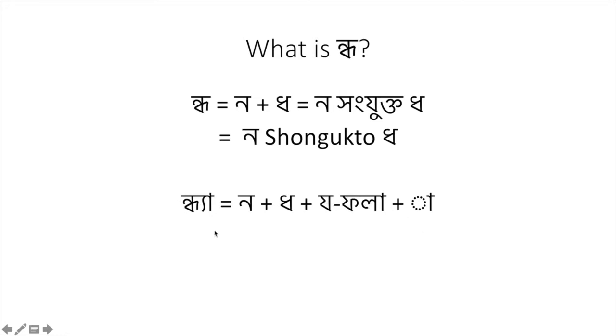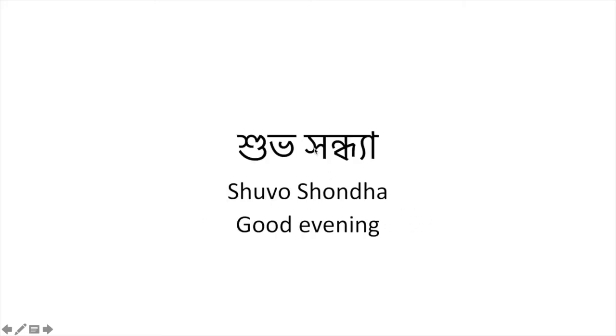So this entire thing is comprised of dontyo no dha, the jaw fala here, and then we've got the akar right there. So this is no shongjukto dha jaw fala akar, and then we add dontyo sho in front of it, and then it sounds like shondha. See, shondha. So it's a little tricky.